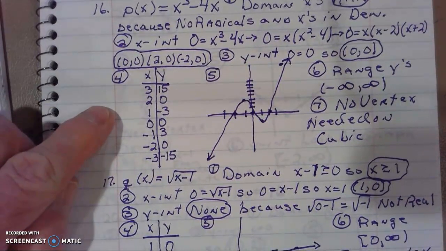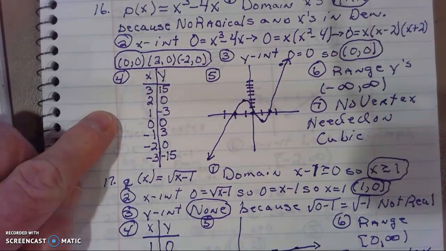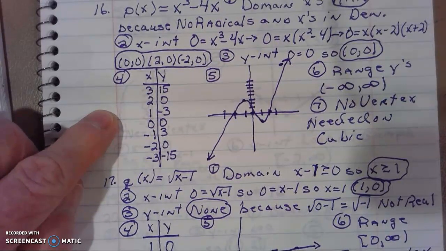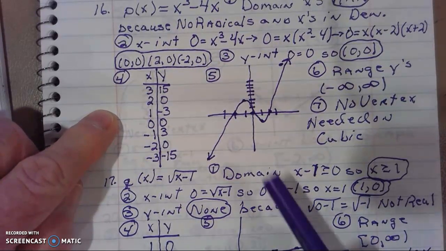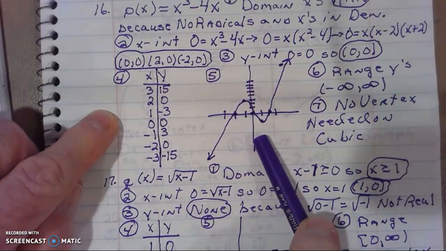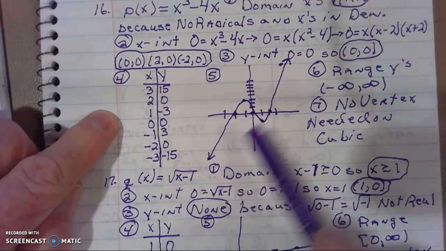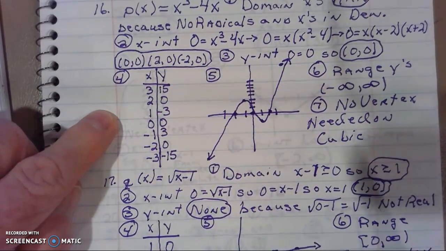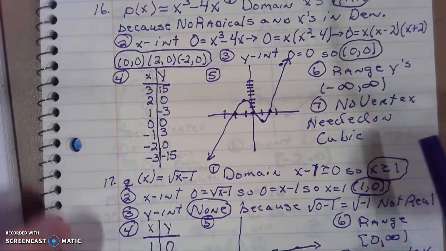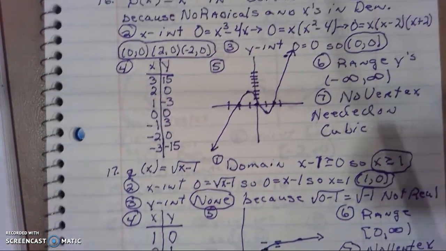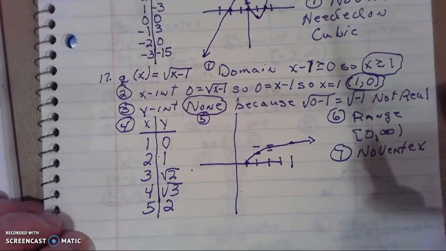Then number 4, I make a table with random numbers from around our x-intercepts. And this is what a cubic polynomial looks like. The range, looking at that graph, goes from negative infinity to infinity, all numbers used. And you don't need a vertex on cubic polynomials. It takes calculus to do that.